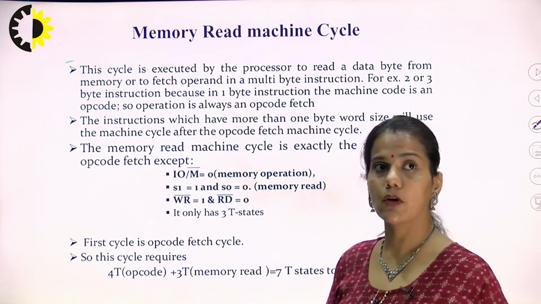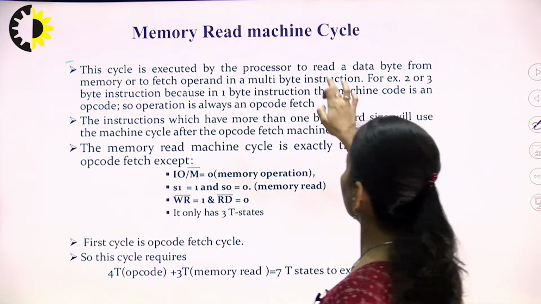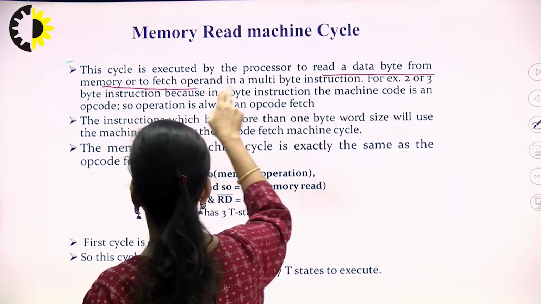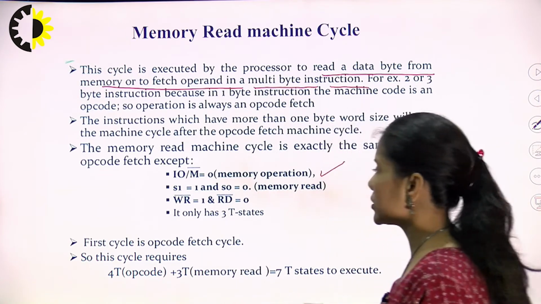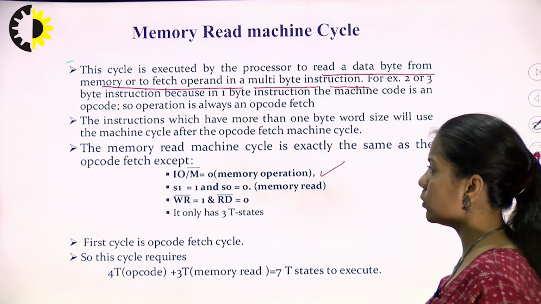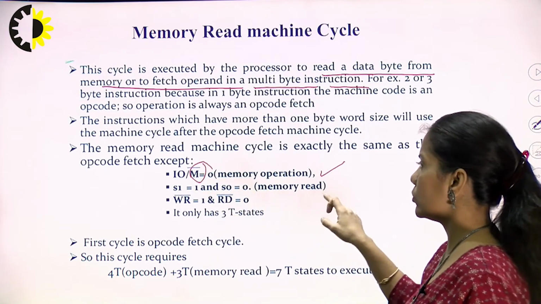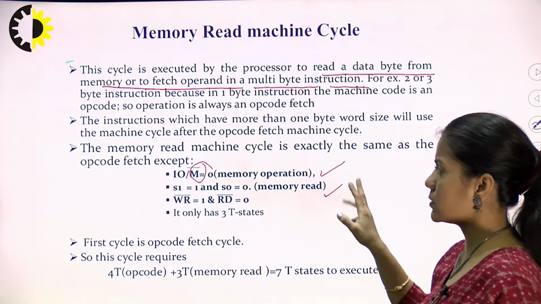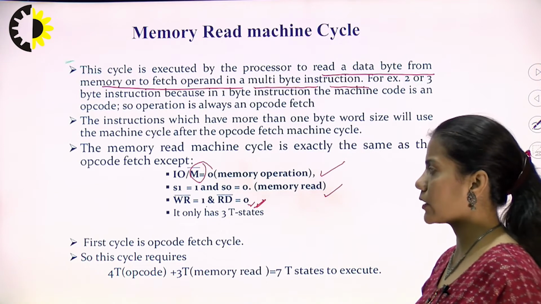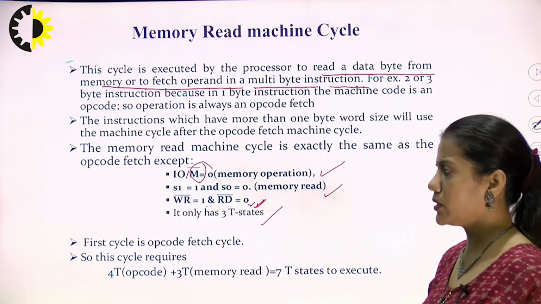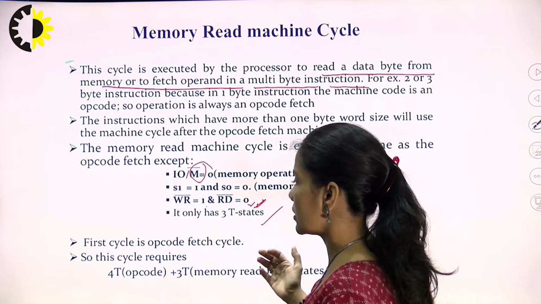Now we talk about the memory read machine cycle. Again, this cycle is executed to read the data byte from the memory or to fetch an operand in a multi-byte instruction. So here again, this is a memory operation. IO/M bar goes low to represent the activation of the memory part. S1 and S0 go to 1 and 0 respectively during the memory read operation. Write is 1 and read is 0, because read is active low. It has 3 T states. Let us understand how these states are represented.